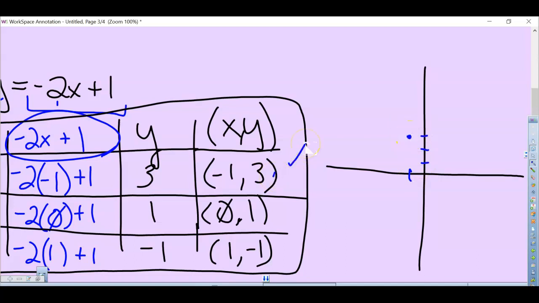And we just graph that point. Let's graph the next point. 0, 1. Well, 0 tells us stay at the origin, and then we go up 1. We'll put a point. There's that second point. Now for the third point, 1, negative 1. It tells us we're going to go over to the right 1 and then down 1. And that's where our third point is going to be. We have 1, 2, 3 points.